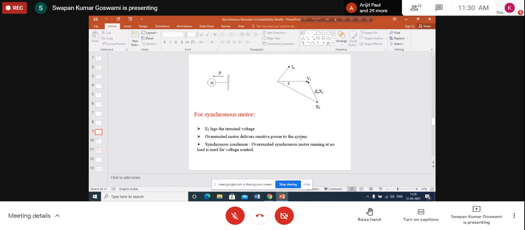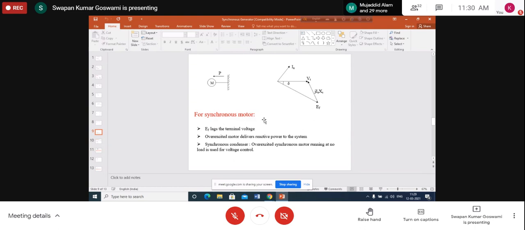Is it clear? That means a synchronous motor installed in the power system for voltage control purposes will be operated at no load condition with excitation current more than the normal excitation. This operation of the synchronous motor is called synchronous condenser or synchronous phase modifier. All right, is this clear? Yes, sir. Is the role of the synchronous motor clear to you?